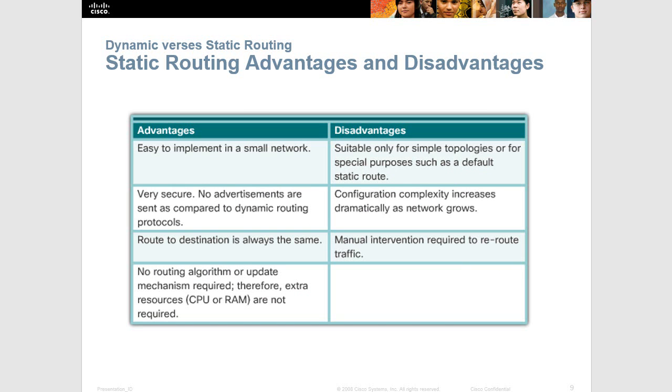Advantages and disadvantages of static routing. I believe we saw this also in the previous chapter. Easy to implement, very secure. The route is always the same, no algorithm, so there's less overhead on the CPU and the RAM. Resources are not going to be taxed as much with static routing. Disadvantages: only suitable for simple topologies, and configuration gets a little tricky as you grow the network. Manual intervention is required to reroute traffic if a route goes down.